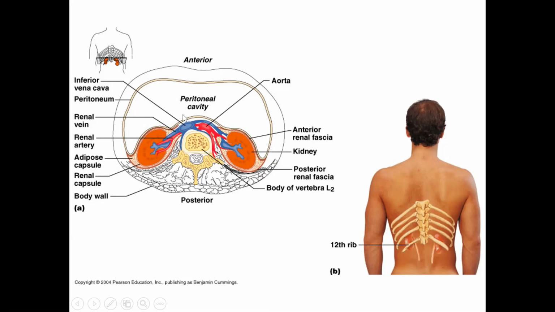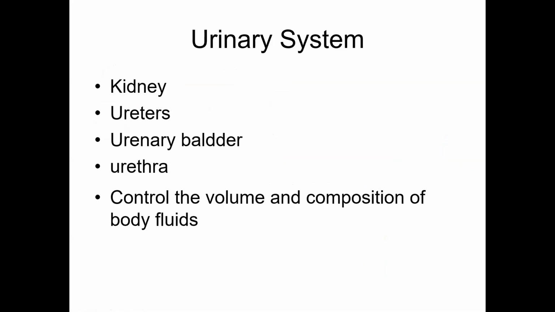As for the major arteries and veins, the blood vessels in and out of the kidneys: the renal arteries branch out from the aorta, and the renal veins drain blood to the inferior vena cava. All right, so these are the major organs in the urinary system.